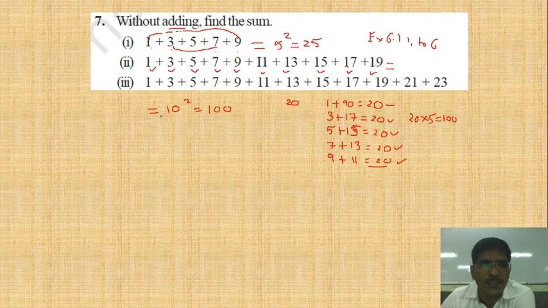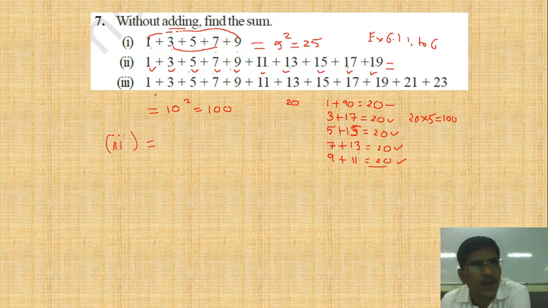Now do this yourself. How many terms are there? Question number 3. We have to first count it. 1, 2, 3, 4, 5, 6, 7, 8, 9, 10, 11 and 12. So 12 squared is 144. So we get the answer 144.